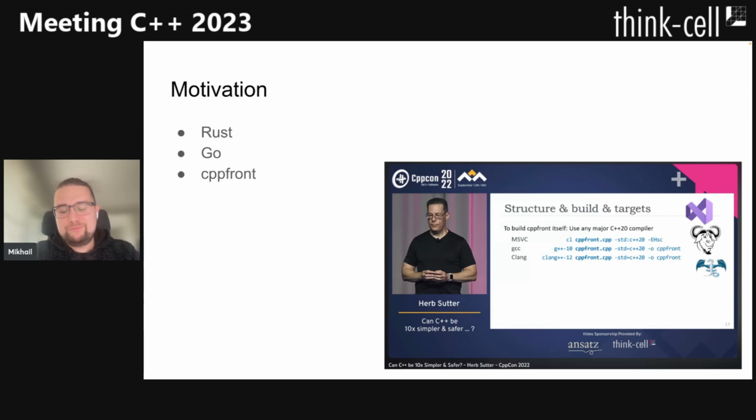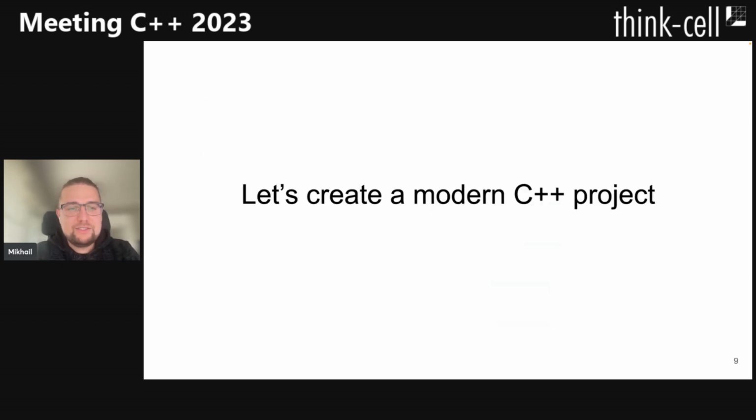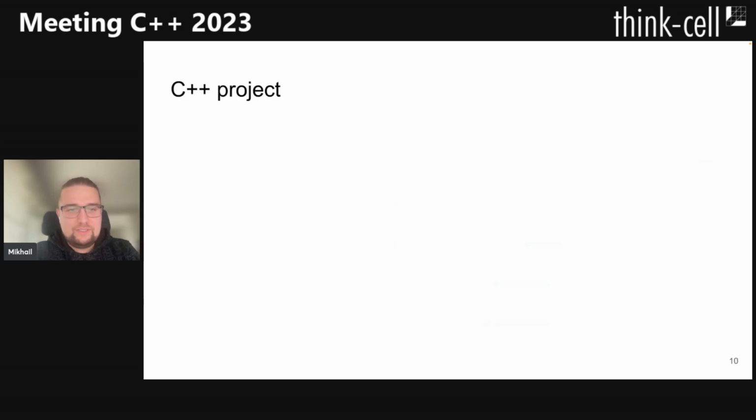So I decided to try to create a modern C++ project and see if we can do that, as Herb Sutter described in that slide. So let's create a modern C++ project. Let's take a look at this pretty simple example where we have a hello world, a very traditional one. And let's try to compile it.